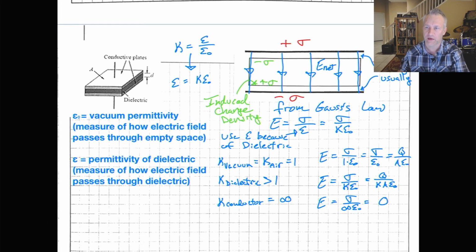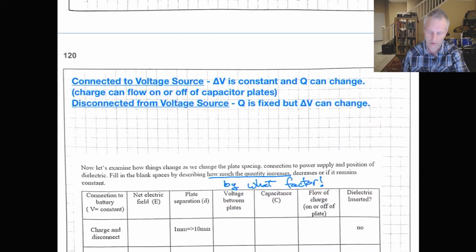Okay, let's take a look at the next page. We're going to look over this chart. I'll show you some resources that you can use, and that'll wrap things up for the day. When a capacitor is connected to a voltage source, the voltage is going to be constant. That's why it's called a voltage source.